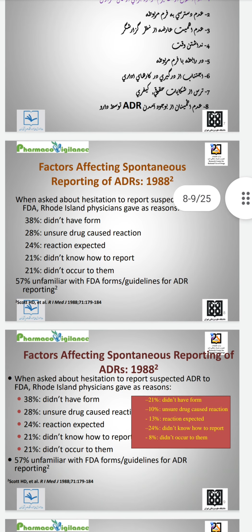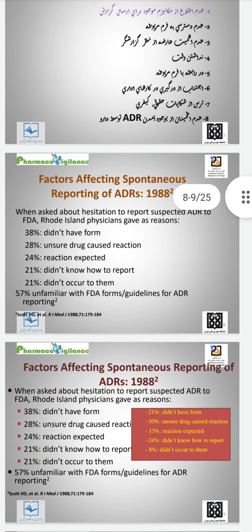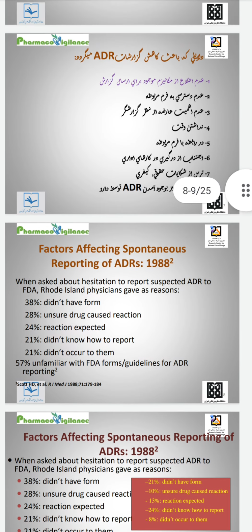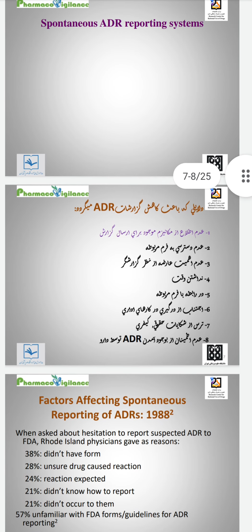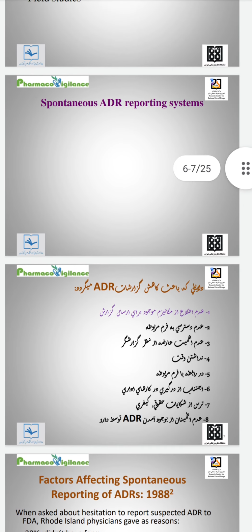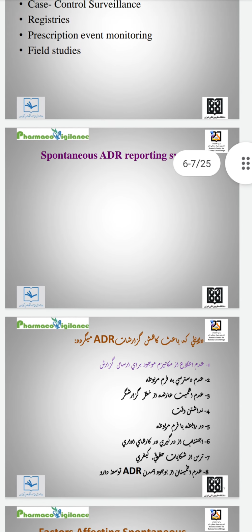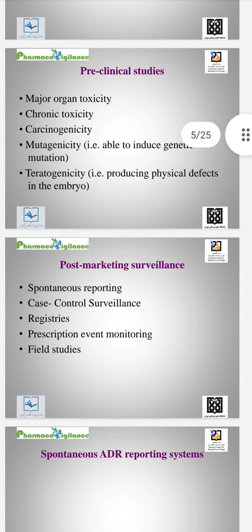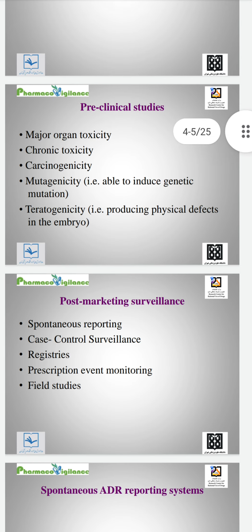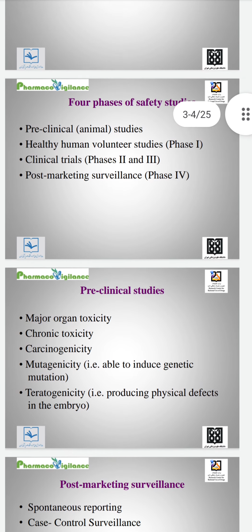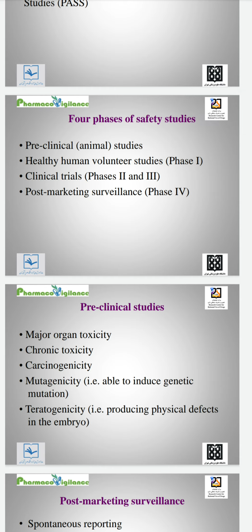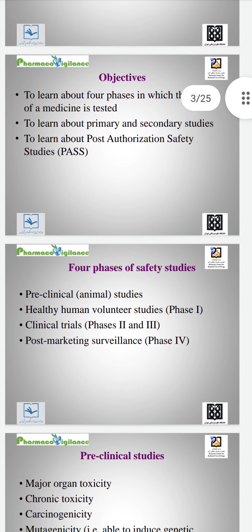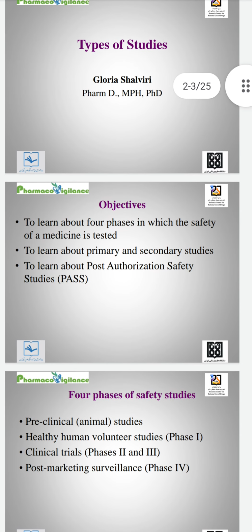These are the factors affecting spontaneous reporting: didn't have a form, unsure the drug caused the reaction, didn't know how to report. Post-marketing surveillance includes spontaneous reporting, case controls and registries, prescription event monitoring, field studies, and preclinical studies: major organ toxicity, mutagenicity, teratogenicity, and the four phases of the studies.